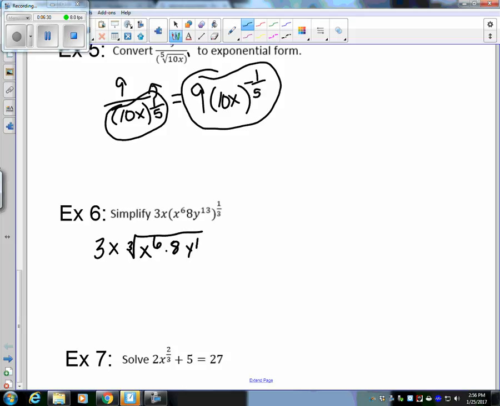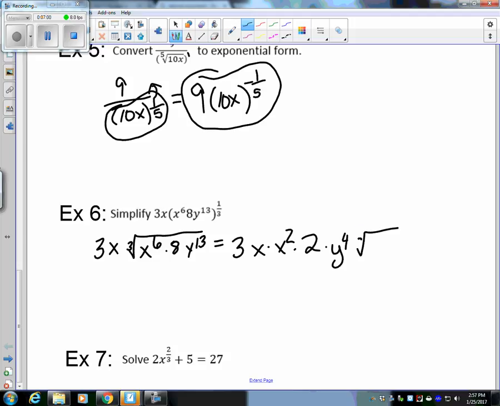And now if I simplify from here, we have cube root of x to the 6 is x squared. So we already have a 3x on the outside. We're going to multiply that by another x squared. Cube root of 8 is 2, so times 2 on the outside. Cube root of y to the 13th. How many groups of 3 can I make out of 13? That is 4. So it's y to the 4th. And there'll be a y left over. So it's a cube root of y.